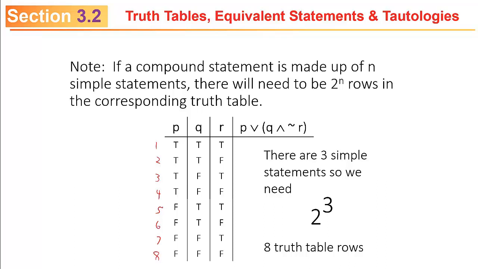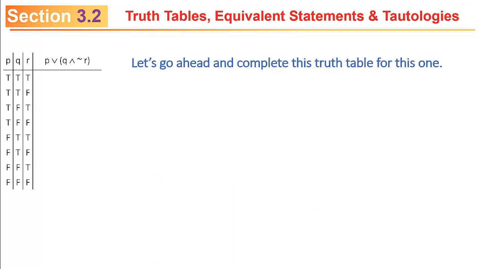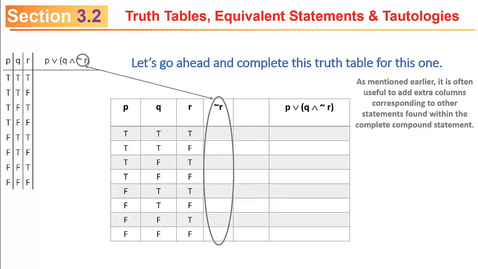So if you had a case where you had a P, Q, R, and S, which would be 4, it'd be 2 to the fourth, which would be 16, and so on and so forth. So you can always tell how many rows your truth table will have by counting how many of these simple statements there are in the compound statement. Let's go ahead and complete the truth table for it.